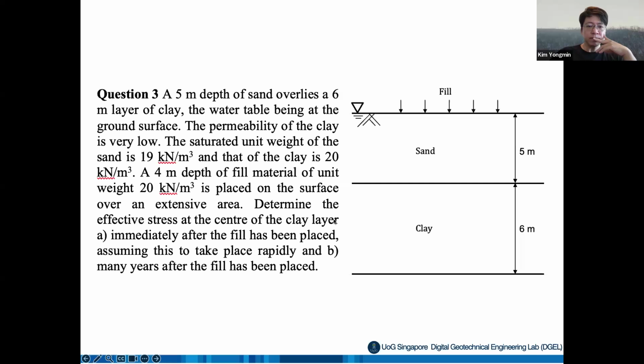Oh, complex. Immediately after, okay. And then assuming these take place rapidly, and many years after the fill layer has been placed. Wow. Okay. In summary, we need to calculate effective stress right after and many years after. Simple.